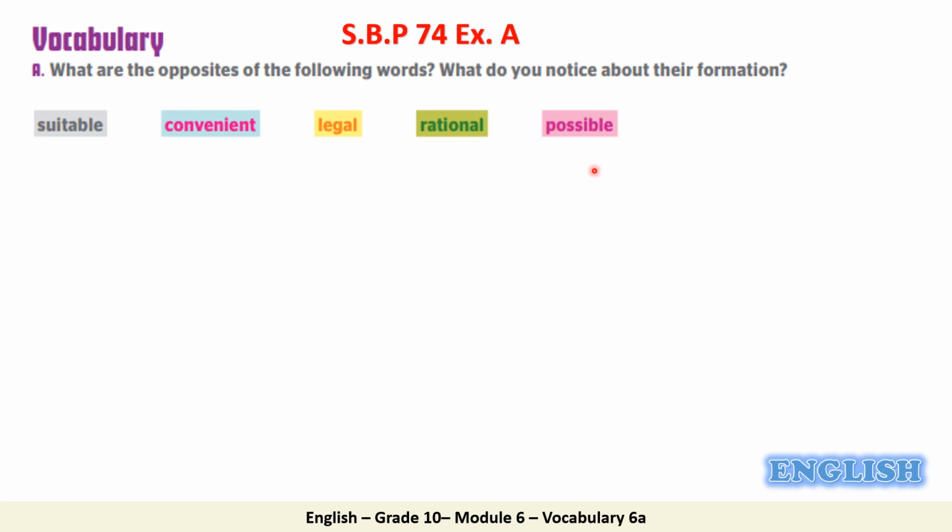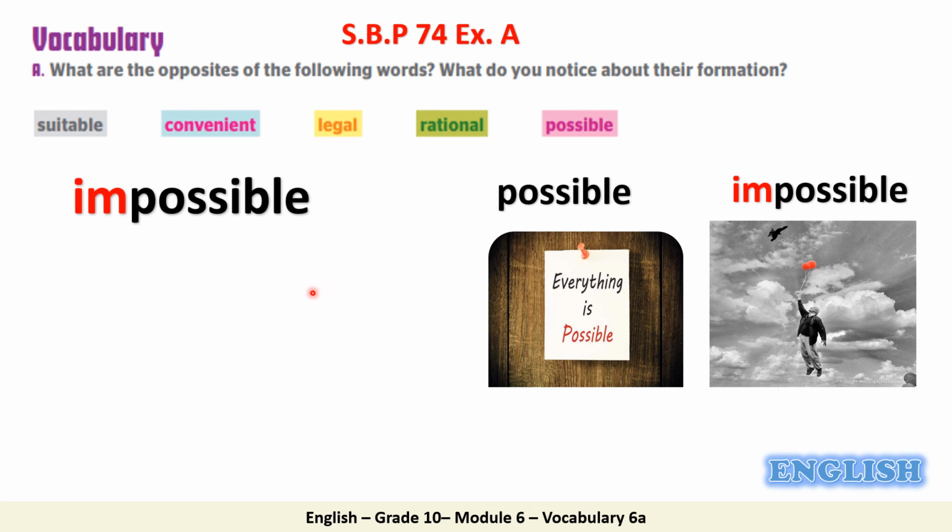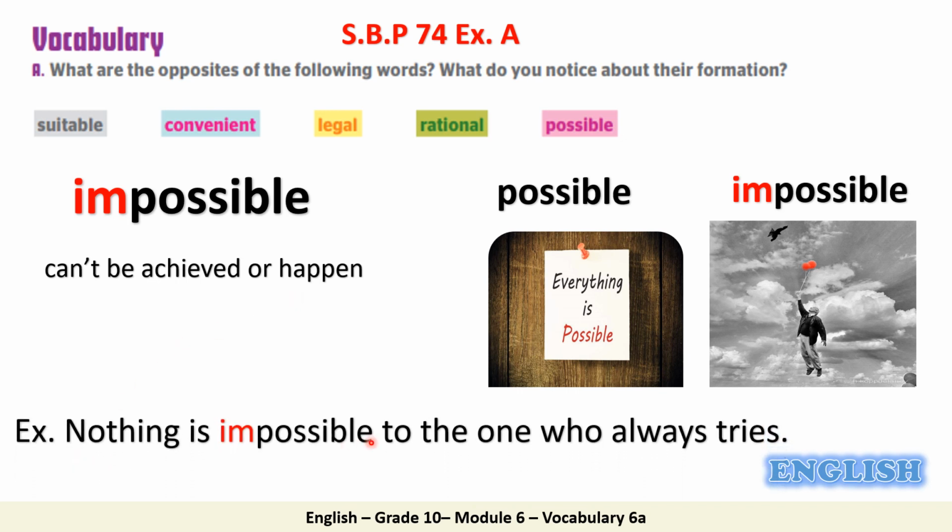And finally, the word possible. So how can I form the opposite form of the word possible? I have impossible. That's correct. I use im as a prefix to get the opposite meaning of the word possible. So I have possible and impossible, which means something that cannot be achieved or happen. However, nothing is impossible to the one who always tries.